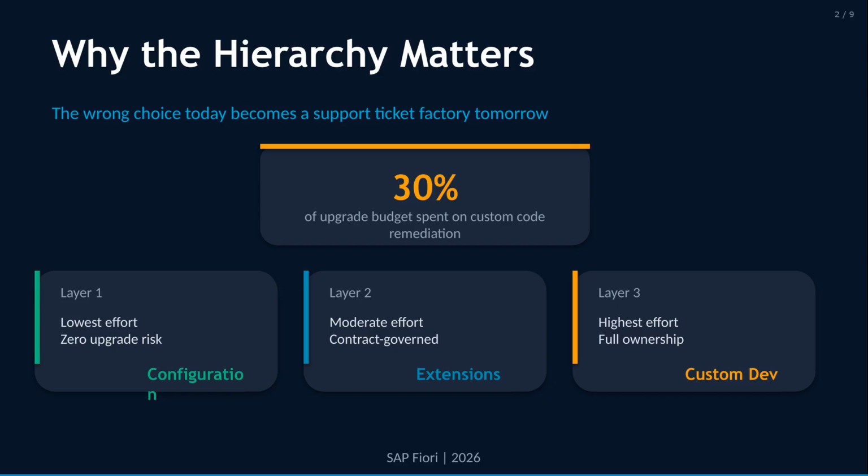If you can achieve a requirement through configuration, you should never write a controller extension. If you can solve it with an extension, you should never build a custom app. This is not a philosophical preference. It is a discipline that directly impacts your total cost of ownership. The wrong choice today becomes a support ticket factory tomorrow.